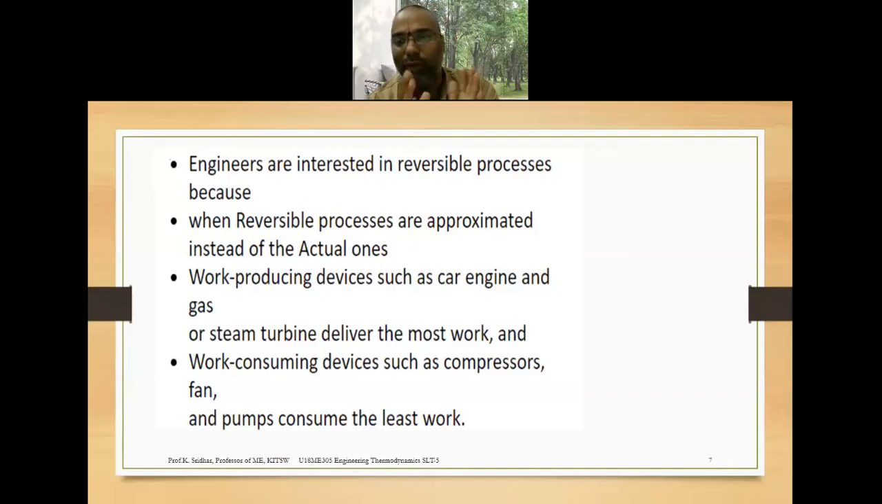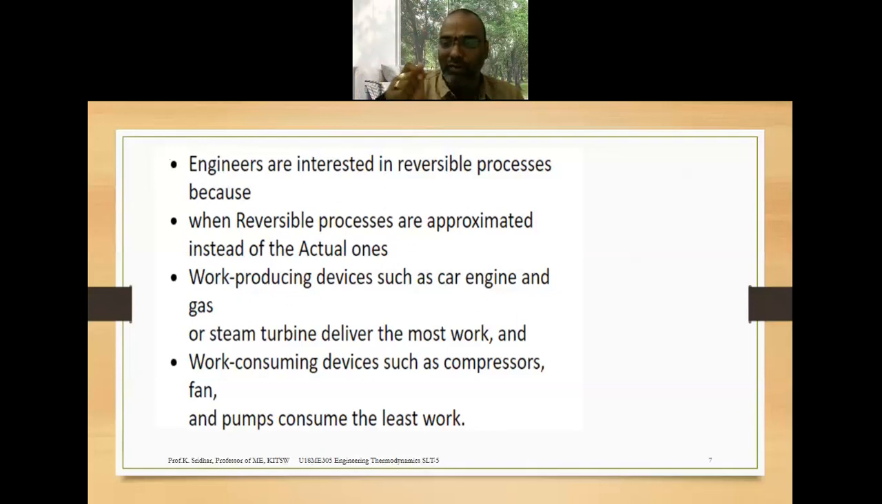So due to all these reasons, that is, due to the presence of friction, due to heat transfer through a finite temperature difference, and due to unrestricted expansion, and an electrical circuit with some amount of resistance, all the spontaneous processes are basically leading to irreversible processes.